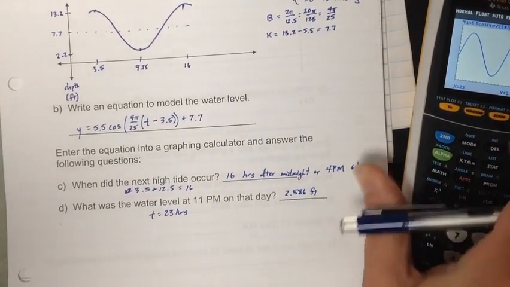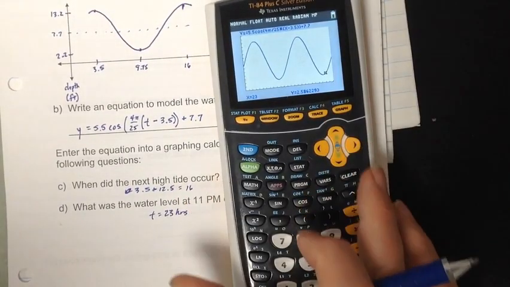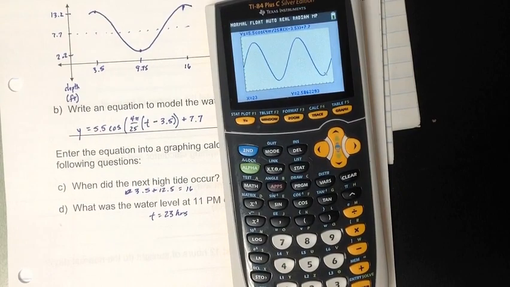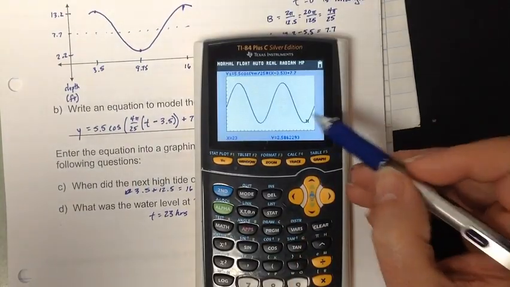2.586 feet. So it's pretty close to the minimum at that point, it looks like. After 23 hours, we're pretty close to a minimum. In fact, you can see it marks right there.